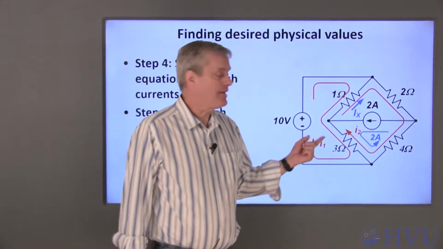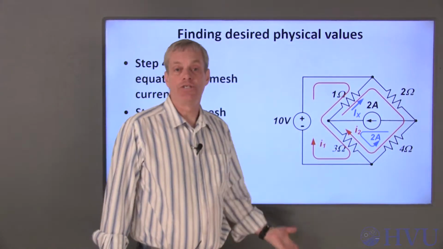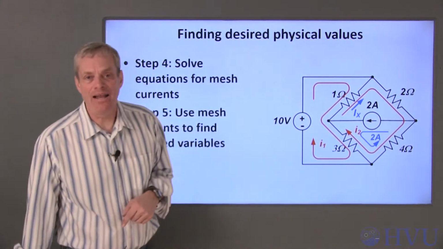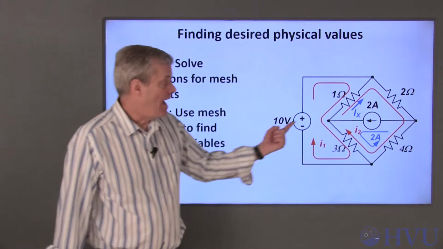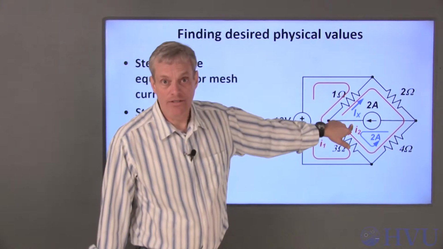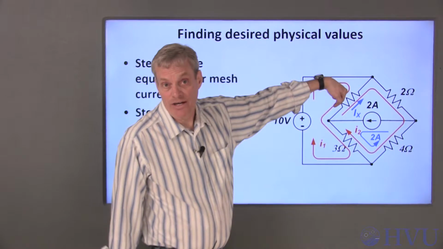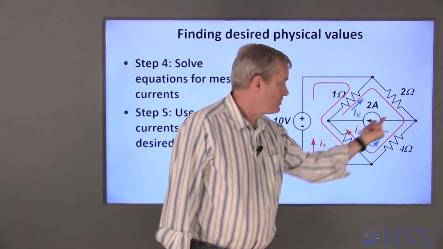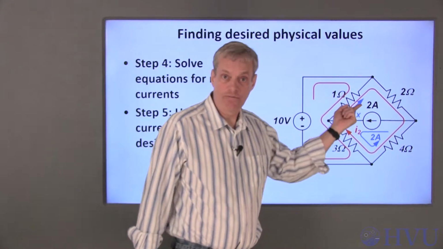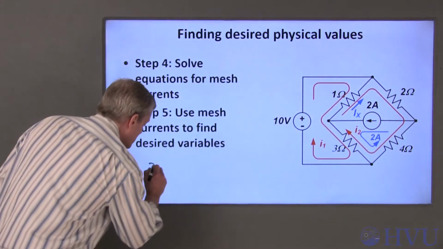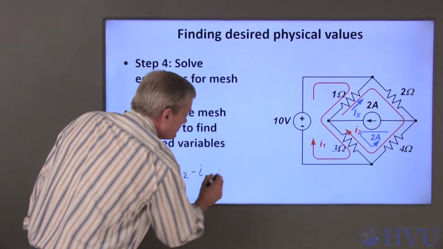The current Ix is the current through the 1 ohm resistor, assumed positive in the direction shown. The current in any element is the algebraic sum of the loop currents passing through the element. So Ix is the sum of I1 and I2. The I1 term should be negative since it's in the opposite direction to Ix. The I2 term is positive since Ix and I2 are in the same direction in this resistor. So Ix is equal to I2 minus I1.